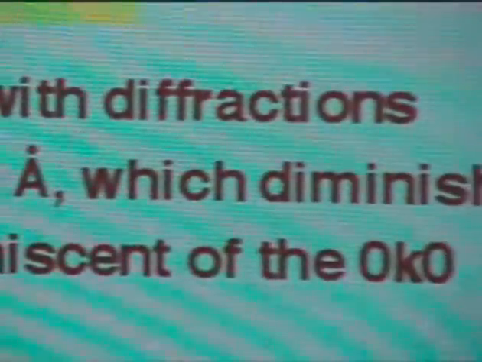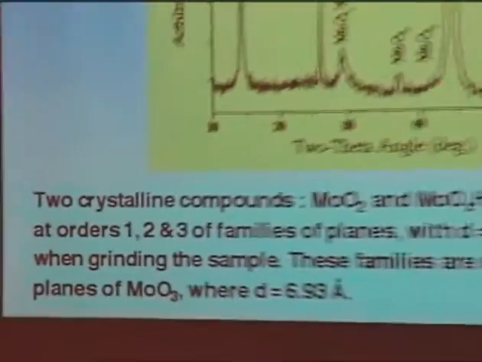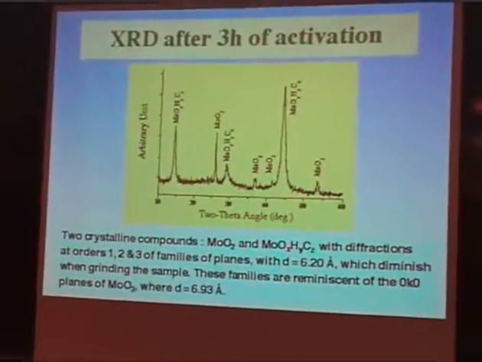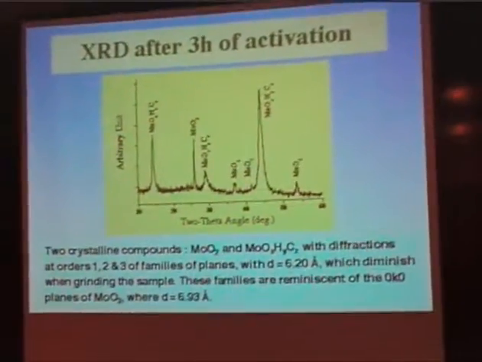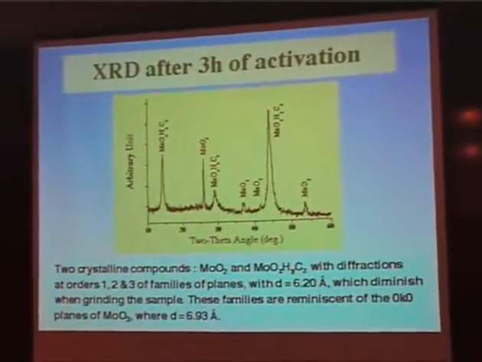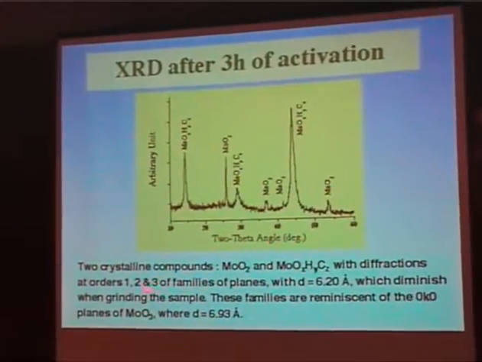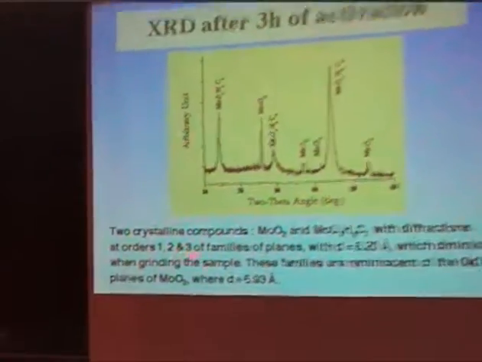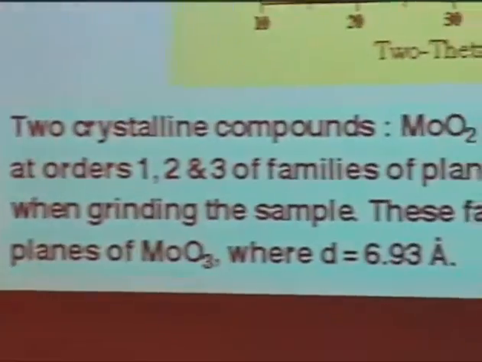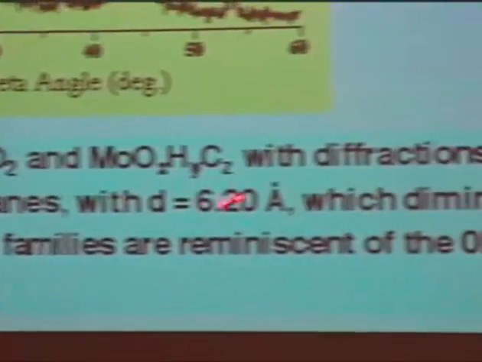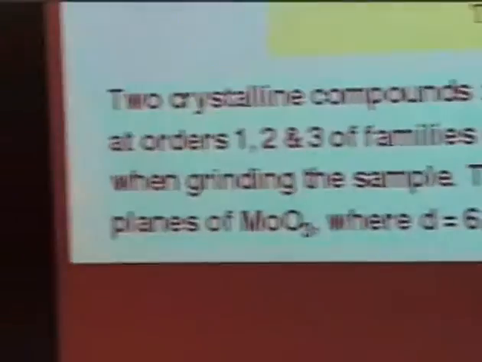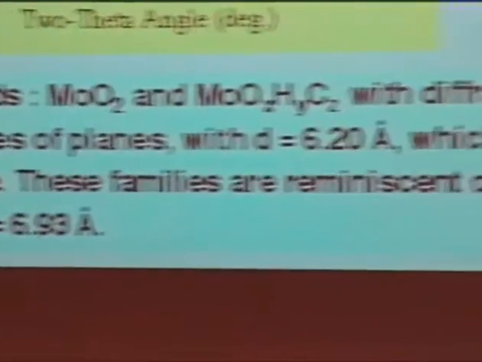But what is more interesting is that you have these bands, which you can see here, which are in fact, I would say, reminiscent of the MoO3 0k0. And as I said here, they are the numbers 1, 2, 3 of the family of planes, but with a shrunk dimension compared to what we had on MoO3. Well, now we move to the third arrow.